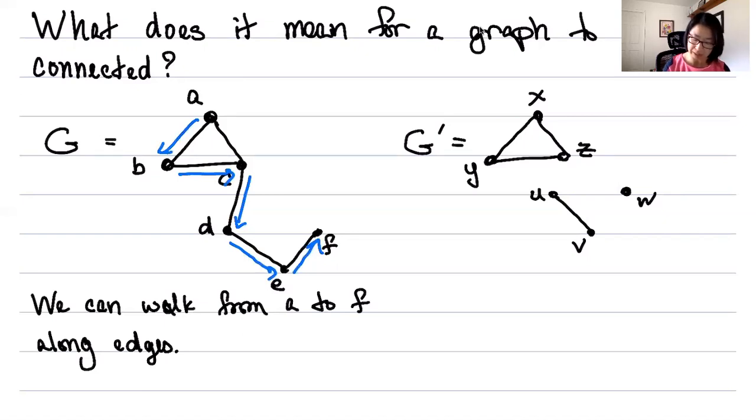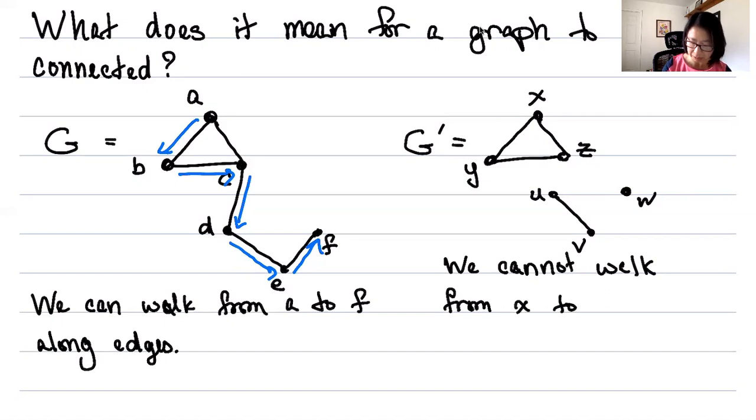But in the graph G prime, it's not connected. In this graph, we cannot make a similar kind of walk from, say, a vertex X in the triangle to the vertex V, because there's no edge connecting the triangle to the vertices U and V. Okay, so let's formalize this notion of a walk and look at some definitions.